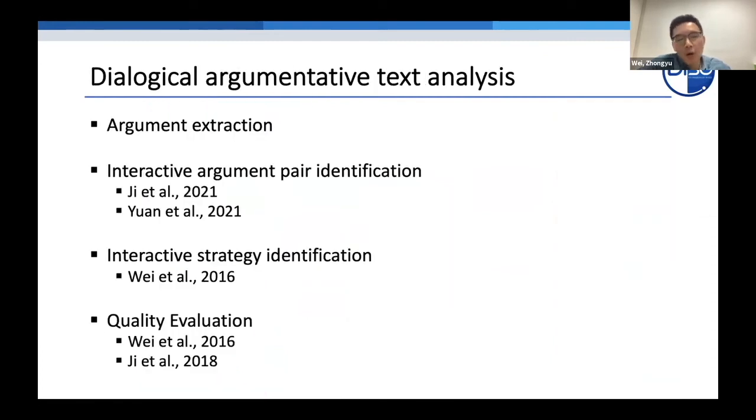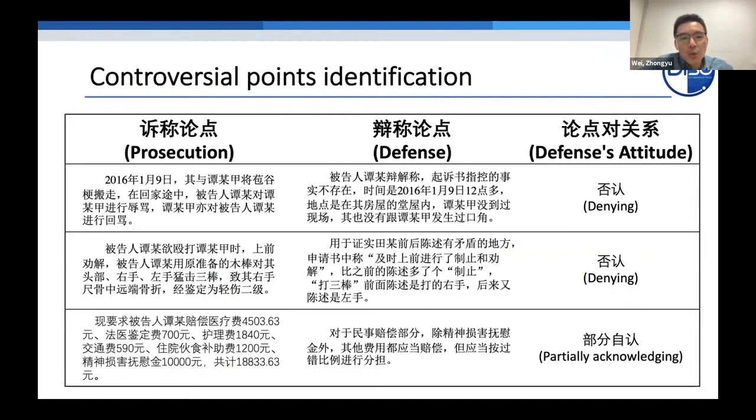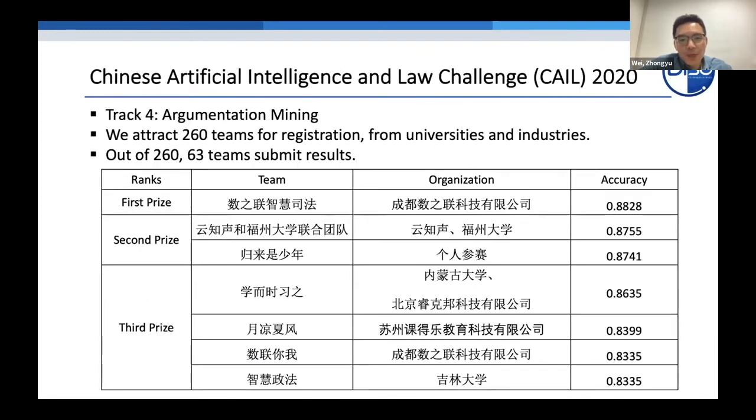Based on these scenarios, we published a lot of papers in the past 3 to 5 years. We also apply our argumentative analysis technology to jury texts. We want to identify interactions in the trial record. In the trial record, we have two parts. The first is the prosecution, and the second is the defense. We want to identify the opinions from each part, and see if there are interactions between the content.